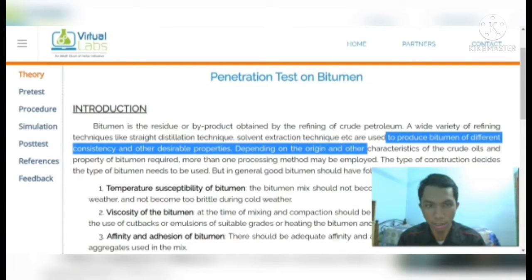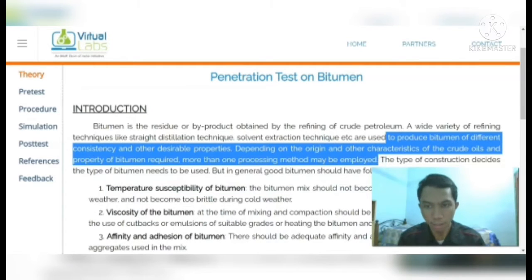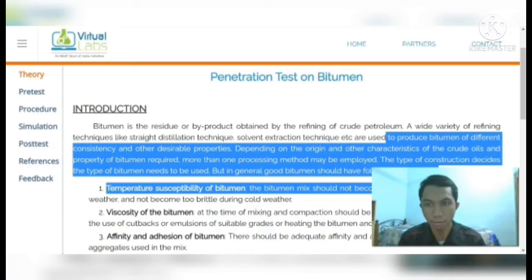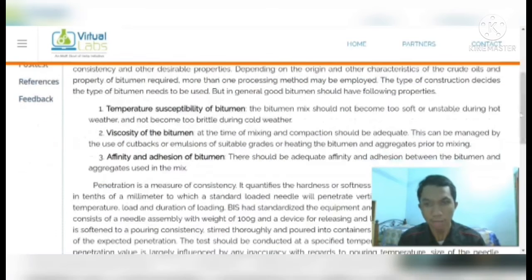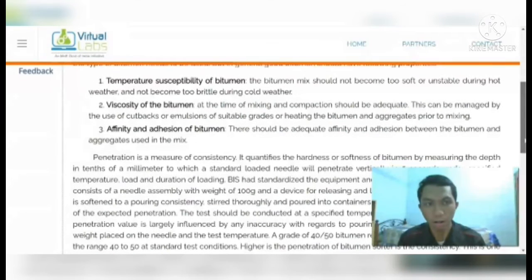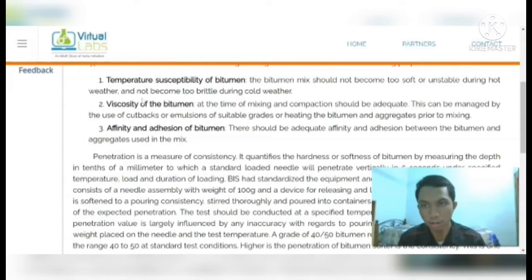Depending on the origin and other characteristics of the crude oil and the properties of bitumen required, more than one process method may be applied. The types of construction design determine the bitumen to be used, but generally good bitumen should have the following properties. First, temperature susceptibility of the bitumen. The bitumen mix should not become too soft or unstable during hot weather and not become too brittle during cool weather.